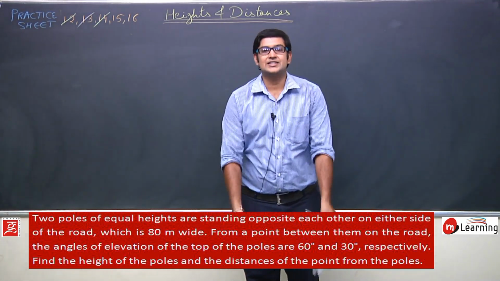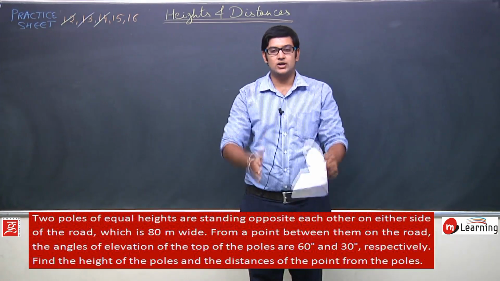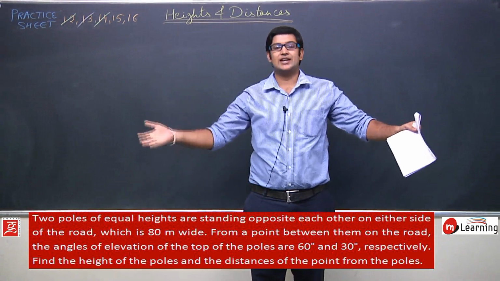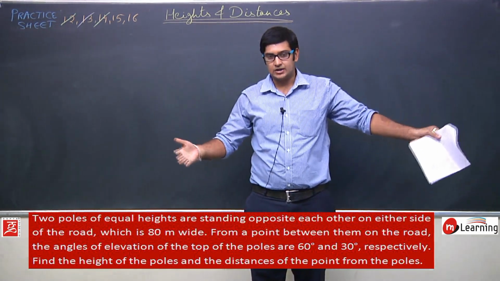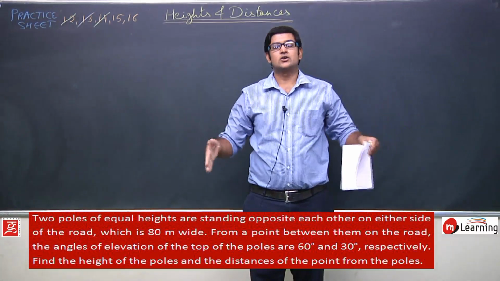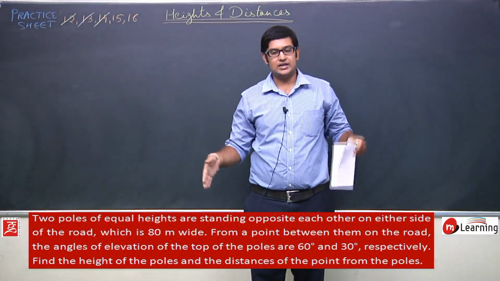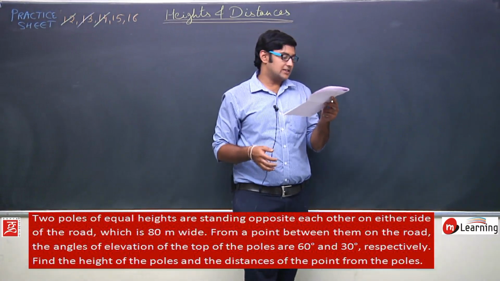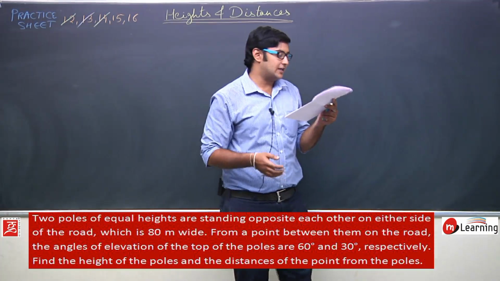So it means, let us say this is a road, like this, there is a road and one pole is on this side and one pole is on this side. So one pole is on the right side and one on the left side. Like this is a road and there are two poles at the corner of the road, one is here, both are of equal length. Sorry, both are of equal heights.